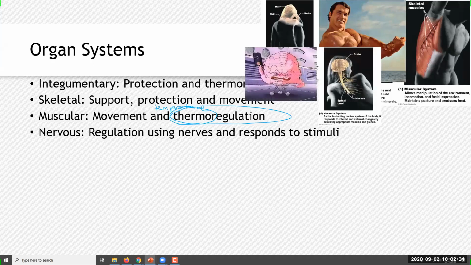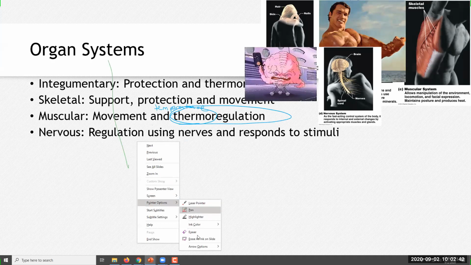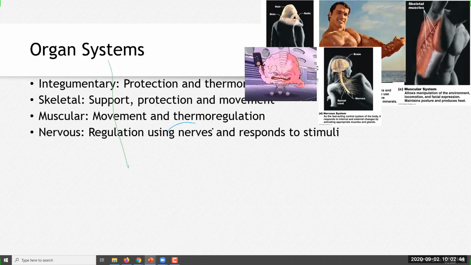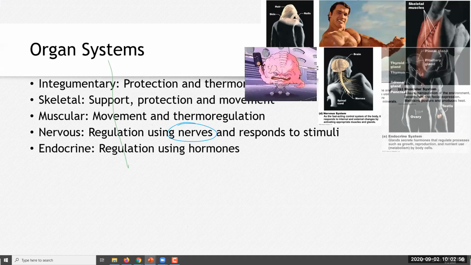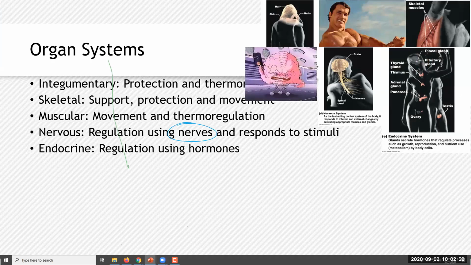Okay, our nervous system helps with communication. It uses our nerves to communicate. And it helps response to stimulus. Stimulus is some kind of change in the environment that the nervous system will detect. Okay. And something similar to the nervous system is the endocrine system, but it's different because it doesn't use nerves.